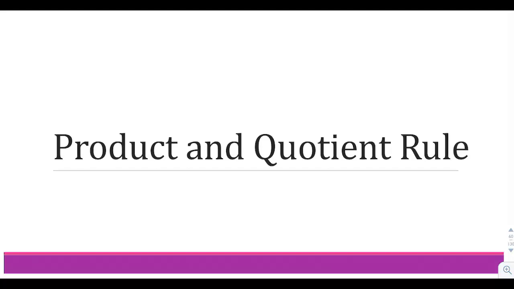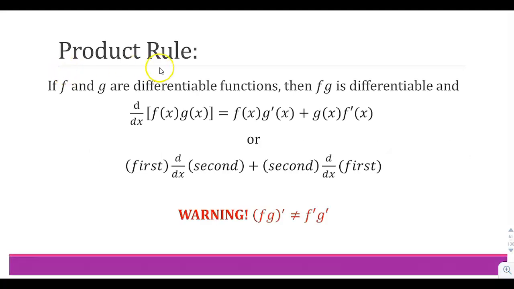Product and quotient rule. The product rule. If f and g are differentiable, then f times g is differentiable, and we have the product rule, which says the derivative of f times g is equal to f of x times g prime of x plus g of x times f prime of x.